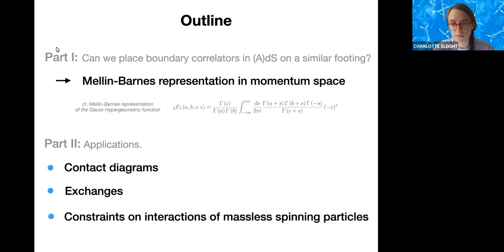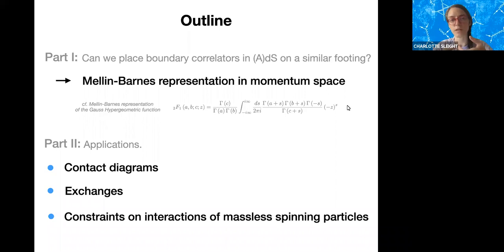So Mellin-Barnes integrals you might recognize as contour integrals, which involve products and ratios of gamma functions, where the integration contour is usually taken to run parallel to the imaginary axis. On the slide here, you're looking at an example of such a Mellin-Barnes representation, that of the Gauss hypergeometric function, the 2F1. And this Mellin-Barnes representation gives the analytic continuation of the hypergeometric series to the entire complex plane cut along the positive real axis.